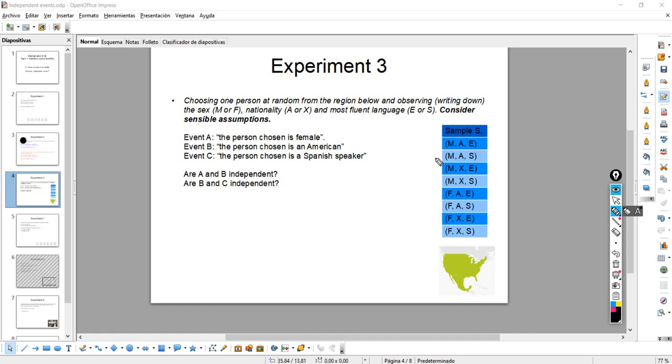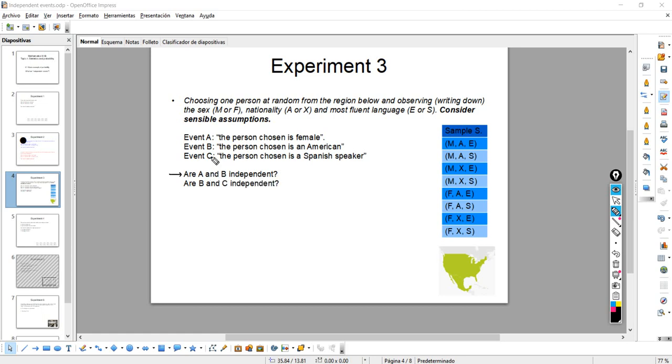For example, having a male American that speaks English is much more likely than having a male American that speaks Spanish, right? We get the idea, right? So they're not all equally likely. So let's answer the questions, guys. First question is this: are A and B independent? Are A and B independent?